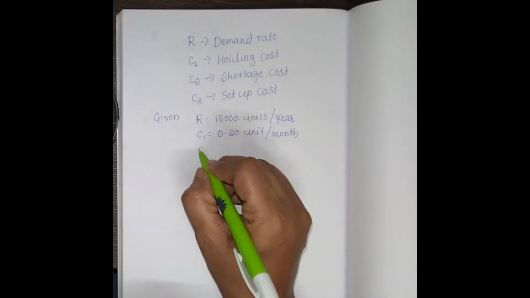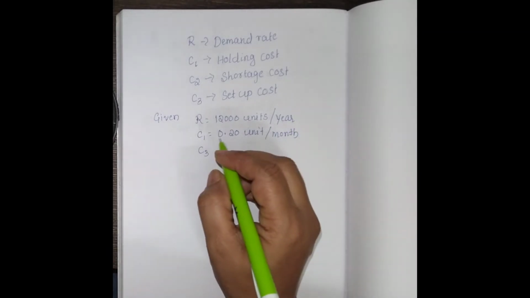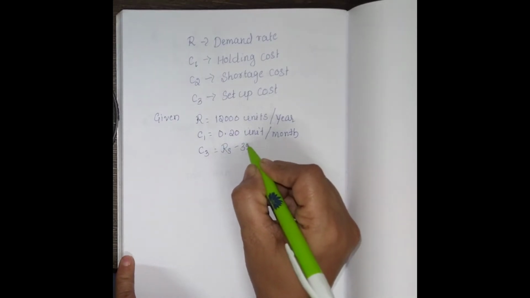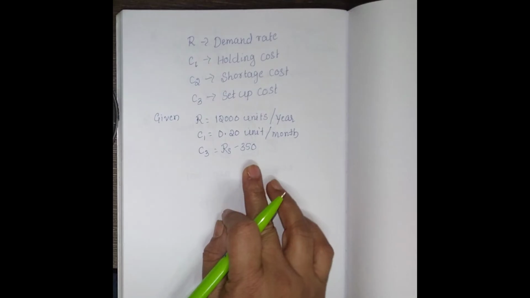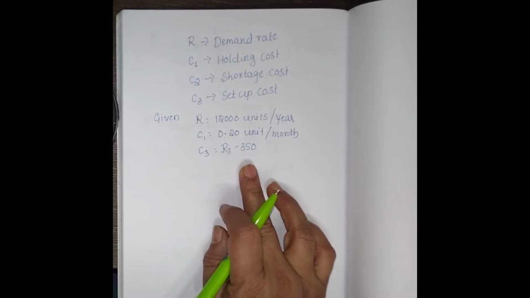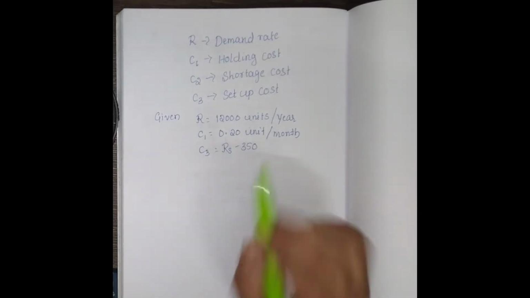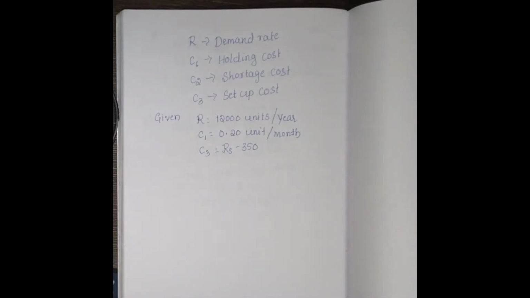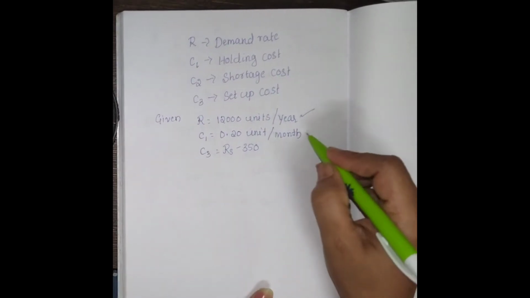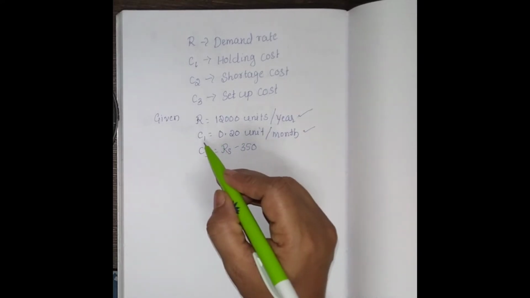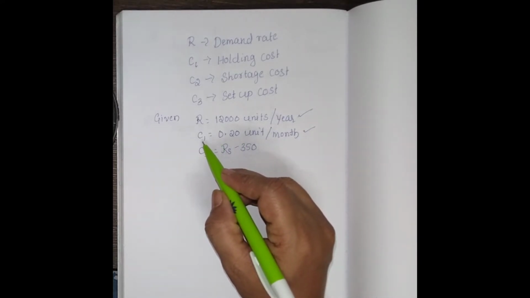Okay. Then the setup cost is rupees 350. Replenishment cost or setup cost, that is 350. This is given in the question. C1, C3 and R are given. Then what you have to do, just observe here: year is there and month is there. Then what is the holding cost there?